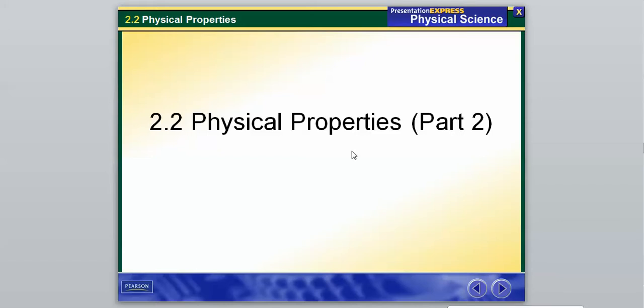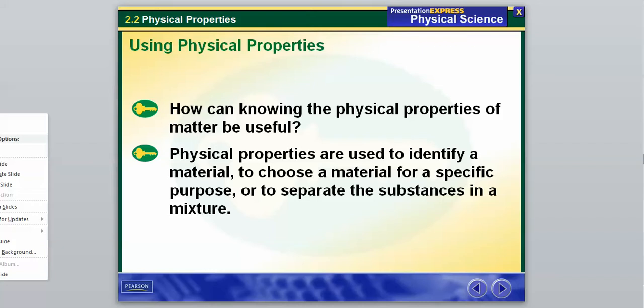So we identified them last time, and what we're going to look at in this video is why we actually need to know what those physical properties are, why we care about them, and also how they can be useful to us. So our first question is, how can knowing the physical properties of matter be useful?